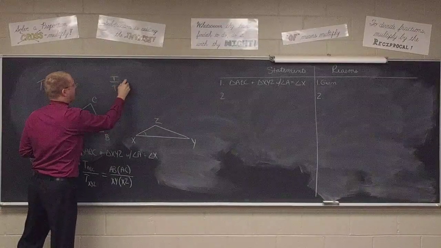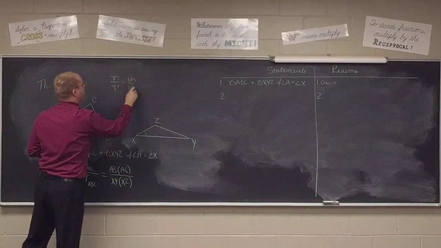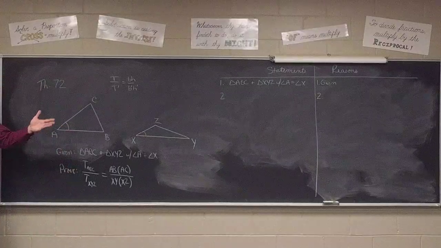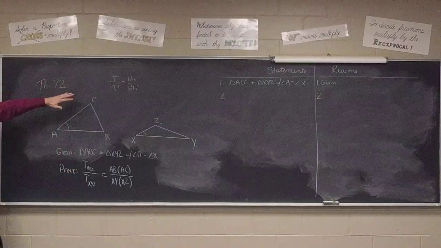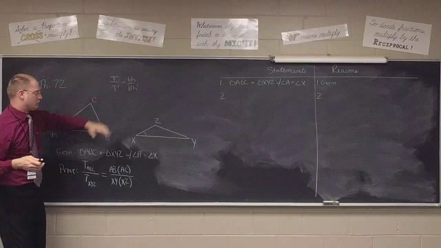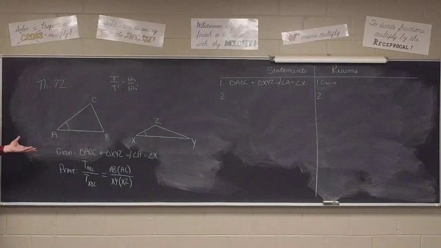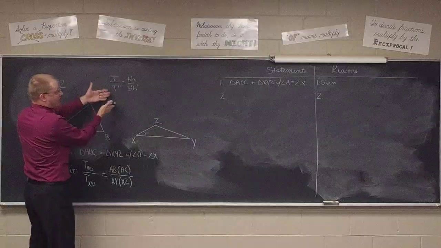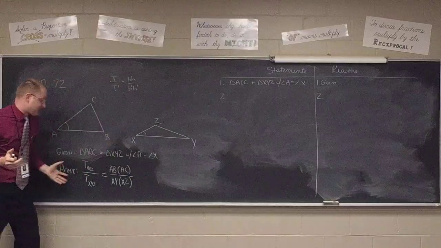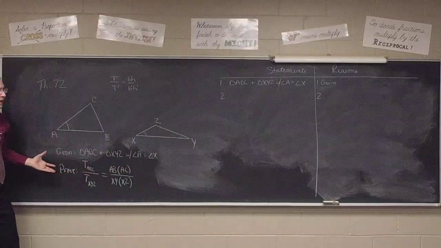T is to T prime as BH is to B prime H prime. This is coming back to the rest of you now, right? Areas to areas as base altitude is to base altitude. That's at least a start. At least it's areas to areas as a product is to a product. That's kind of what I'm trying to prove here, right?